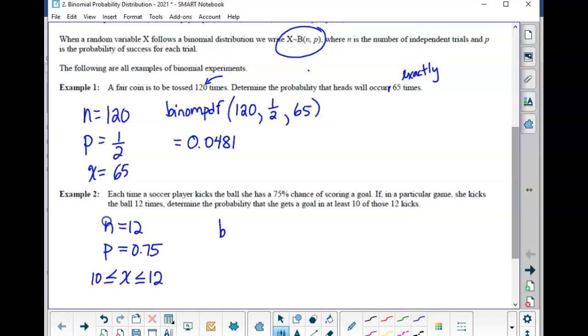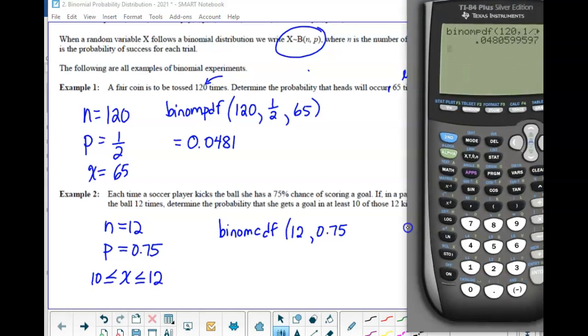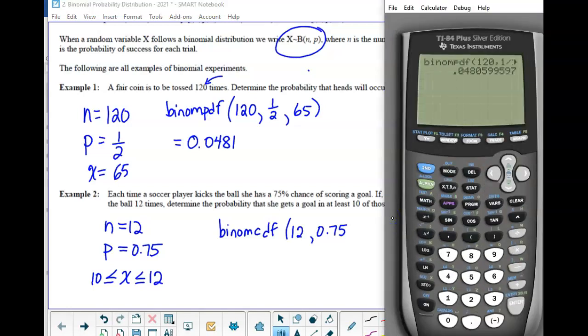So this would be binom CDF. You can do binom PDF 3 times and add them together. You can even do that in a sequence or sum, but I would use CDF. So your number of trials is 12. Your probability is 0.75. Now in the older version, we had to do a couple things, but in newer versions, I think you've got it pretty easy here. So let's just check it out.